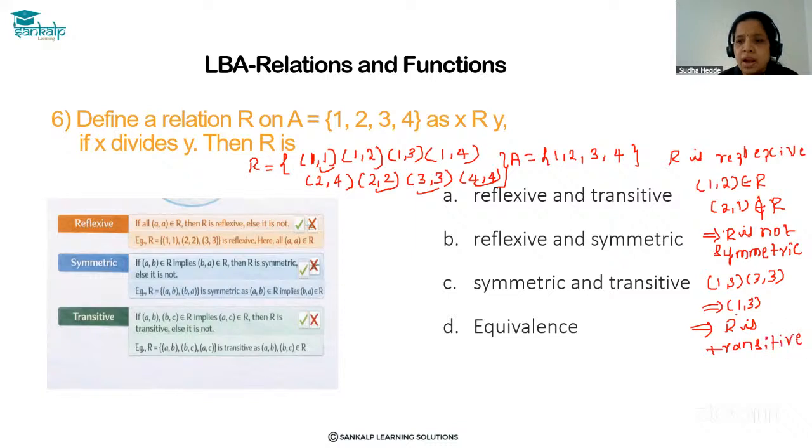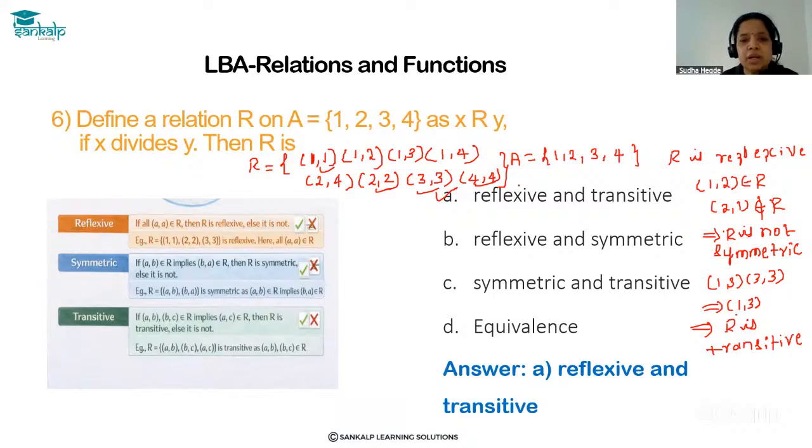Therefore, R is reflexive. R is not symmetric, but R is transitive. So the answer is option A, reflexive, transitive. That is correct. So option A, reflexive, transitive. That is the final answer. Got it right? Thank you.